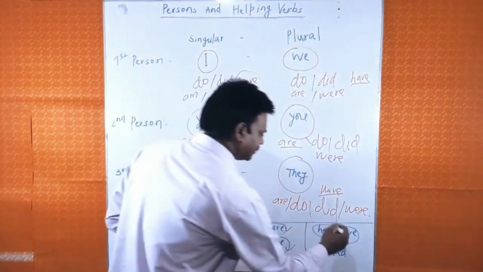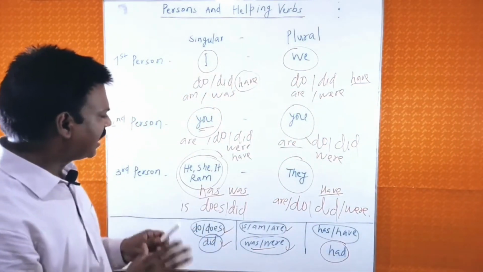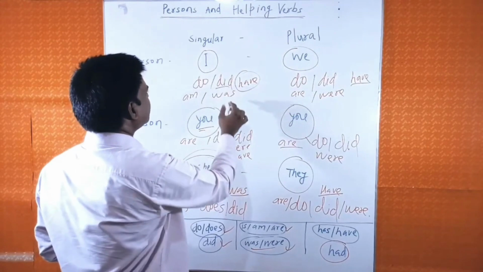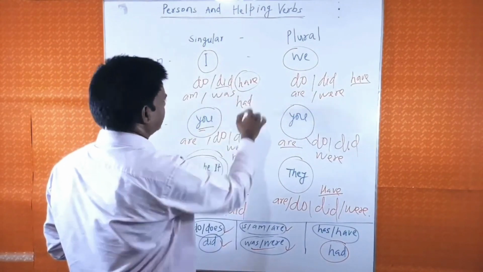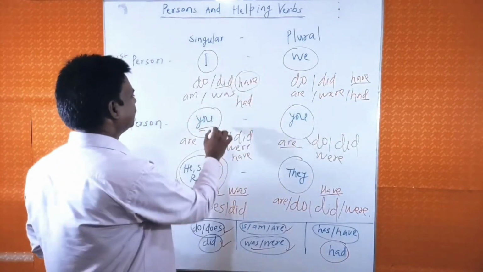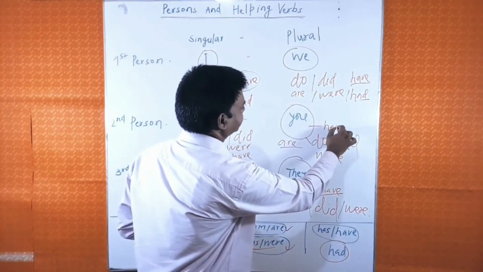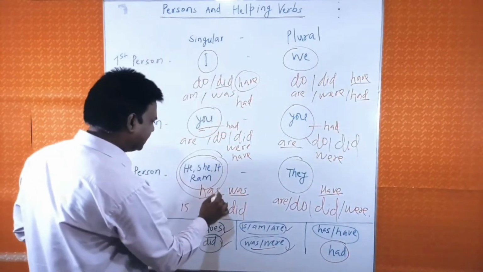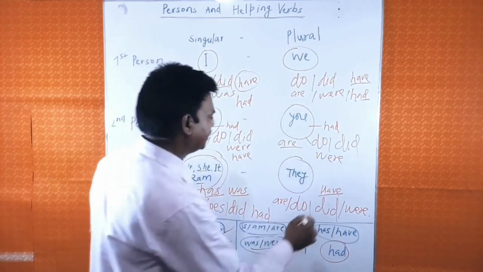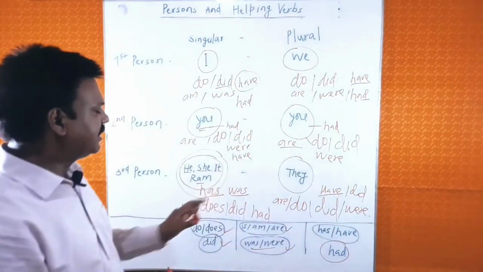Now this is used as past tense, as we studied. Had is used everywhere, like did. We use had with I, we use had with we, we use had with you in both conditions. We use had with third person singular number, and we use had with they.